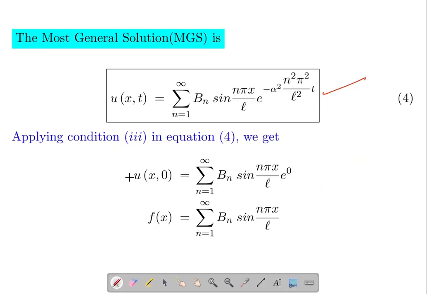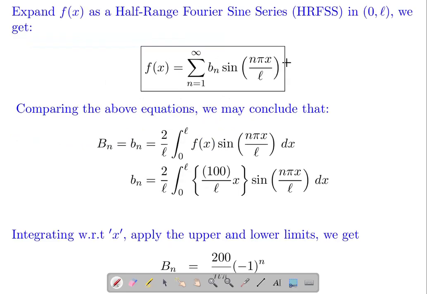Now I apply condition number 3, which is U of x comma 0. Wherever t is there, I replace it with 0, so e power 0 is 1. So this is nothing but f of x. This is of the form of the Fourier half range sine series, so I use the Fourier half range sine series formula: capital Bn, that is small bn, is 2 by L integral 0 to L f of x sin n pi x by L into dx. I replace our f of x.